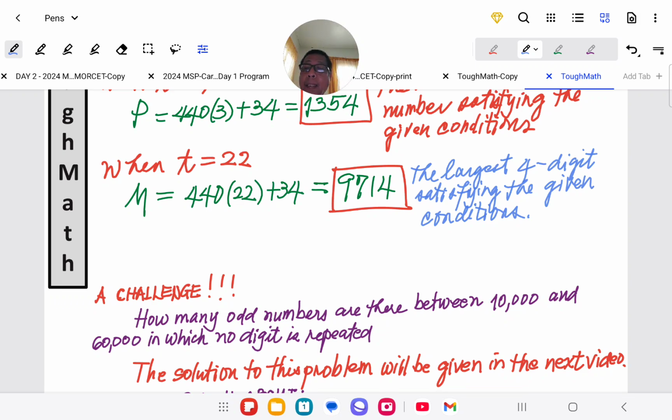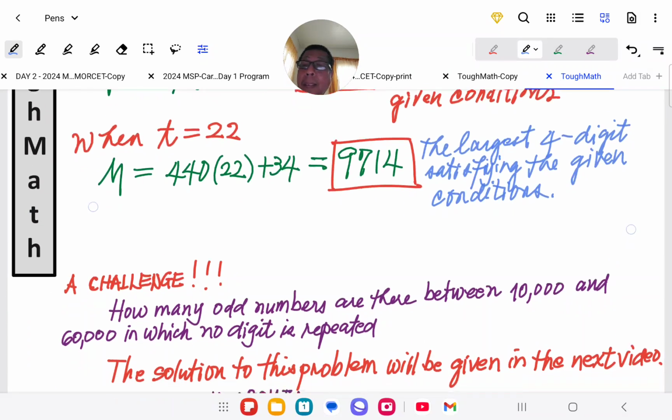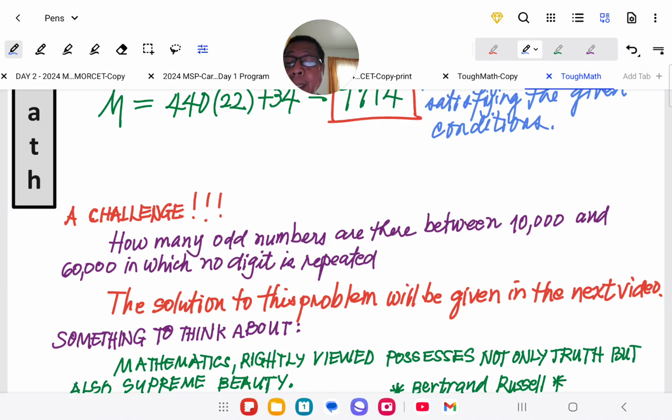And now let's look at this challenge, as I have been doing in the past several videos already. I always leave a challenge for the viewers. How many odd numbers are there between 10,000 and 60,000 in which no digit is repeated? So challenge yourself to solve this problem first. And after doing that, if you want to see the solution and the answer to this problem, watch the next video, because the solution will be there.